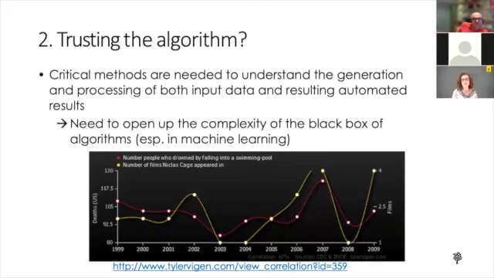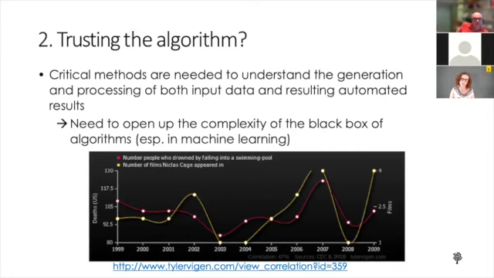We really need critical methods to understand both how the data are generated and processed, both the input data as well as the resulting results. We really need to open up the complexity of the black box of algorithms, especially in machine learning. Because if we have string matching, as in the third approach, then it's easy to see why we were successful or unsuccessful. But with machine learning, often, especially with some algorithms, really the only way to improve the output is to increase training documents. But how really the different factors come into interplay is hard to see.